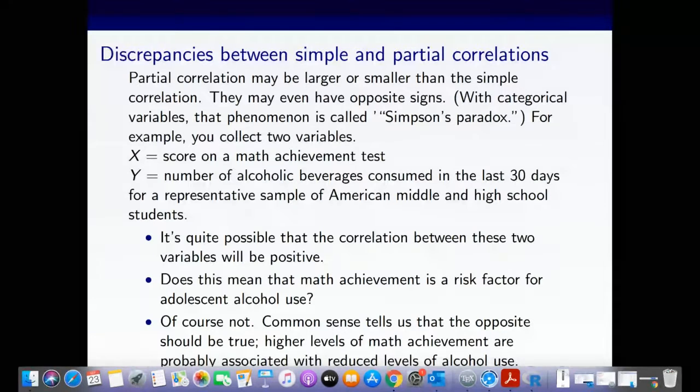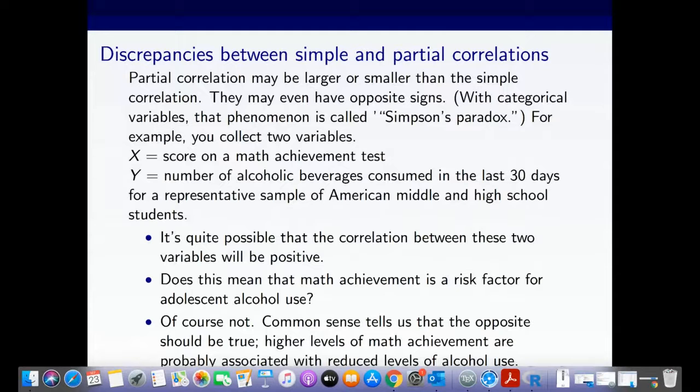We have a score on the math achievement test, and the number of alcoholic beverages consumed in the last 30 days, in a sample from American middle and high school students. Then it is quite possible that the correlation between these two is positive.